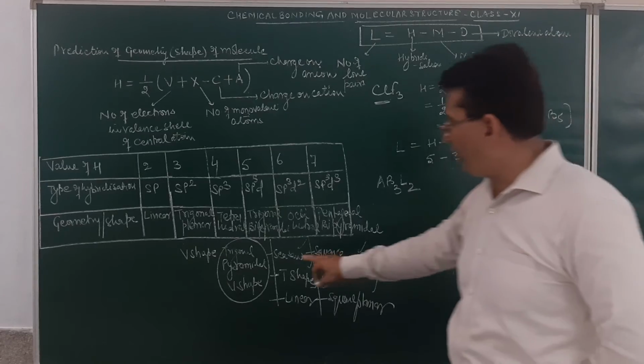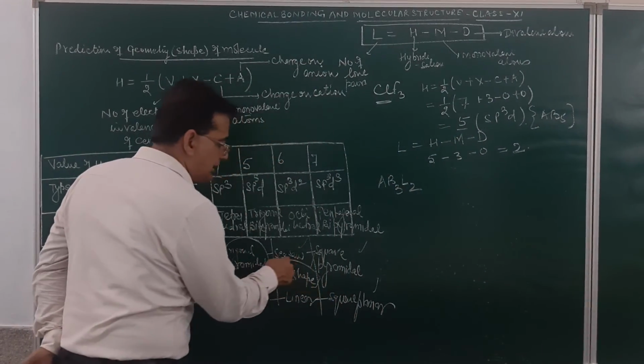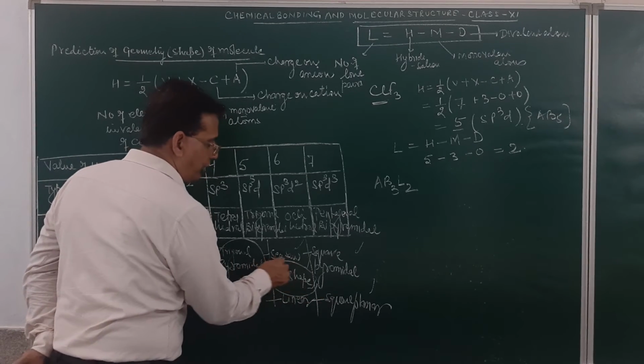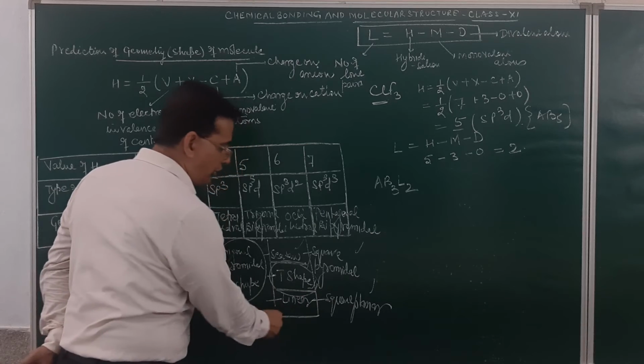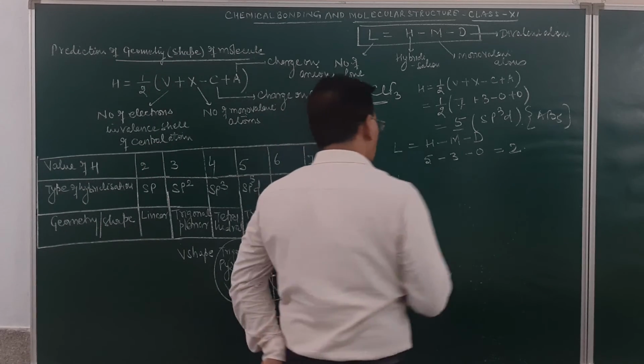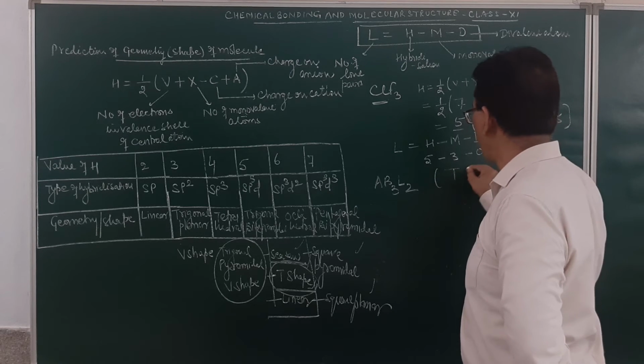When there are 3 bond pairs and 2 lone pairs, what was the shape of the molecule? T shape. 4 bond pairs, 1 lone pair, seesaw. 2 lone pairs, T shape. 3 lone pairs, linear geometry. So what will be the shape of the molecule? It will have a T-shaped structure.